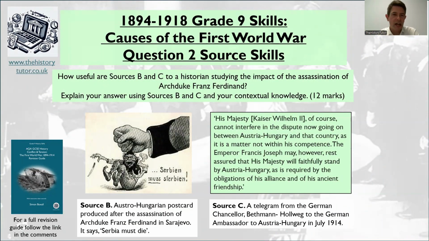Okay, so here is our source question. As I said, question number 2 on your AQA paper on conflict and tension. So having a quick read of the question, it says, how useful are sources B and C to historians studying the impact of the assassination of Archduke Franz Ferdinand? Explain your answer using source B and C and your contextual knowledge.